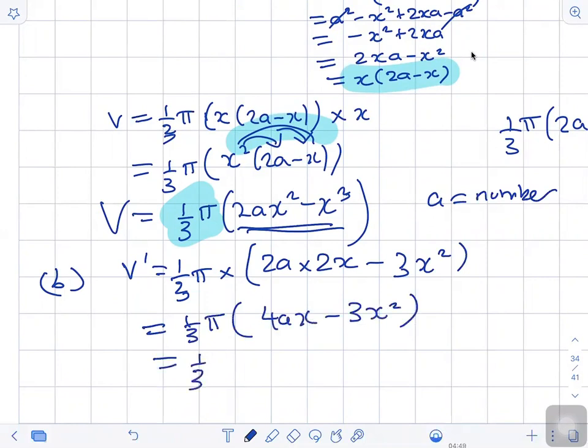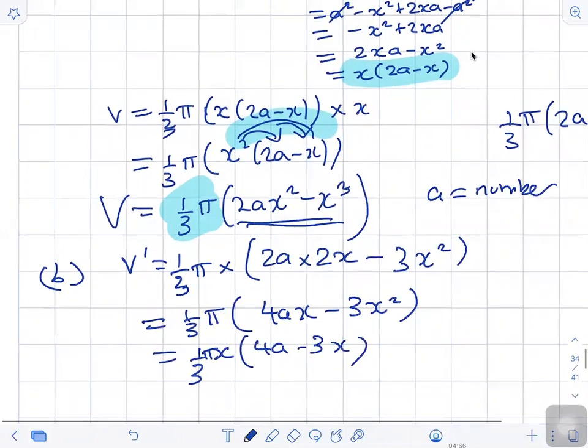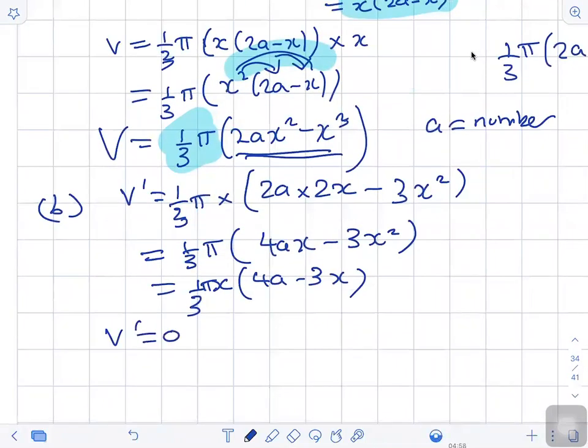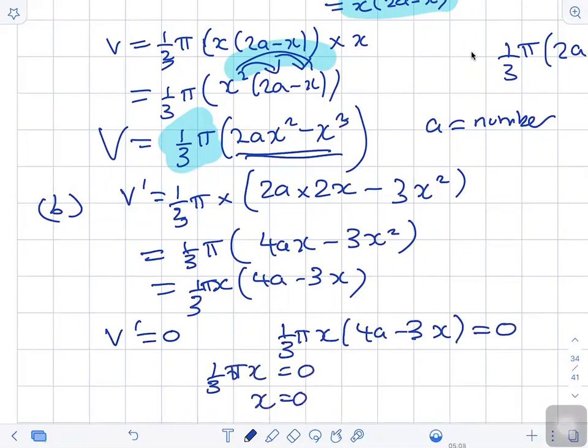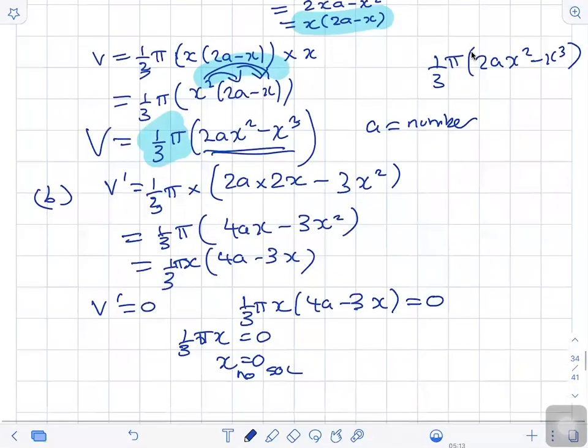There is a common factor there of x, so it's 1/3 pi x (4a minus 3x). So the maximum and minimum occurs when b dash is 0. So 1/3 pi x (4a minus 3x) is 0. 1/3 pi x would leave you with x is 0, and that's no solution, because if x is 0, there'd be no cone, because there's no height.